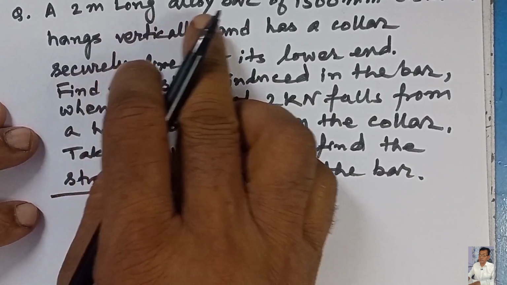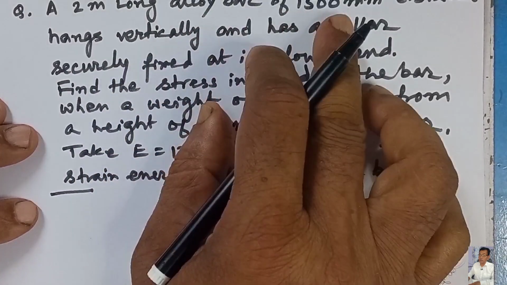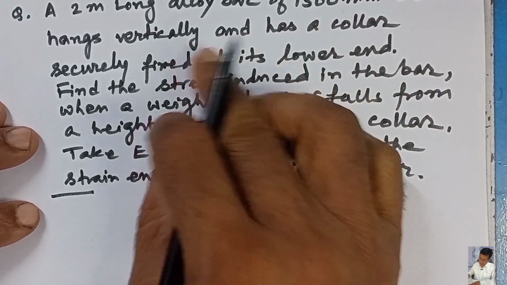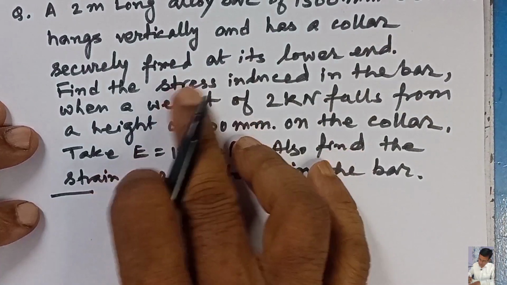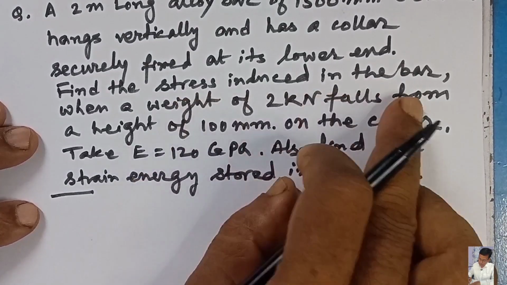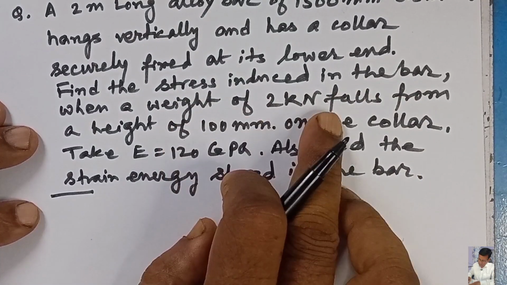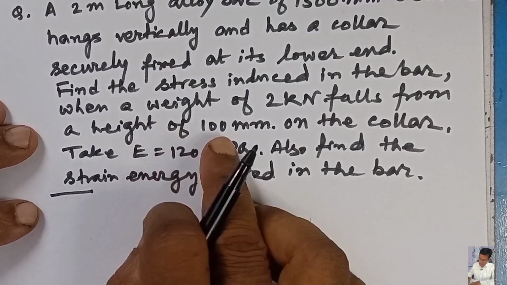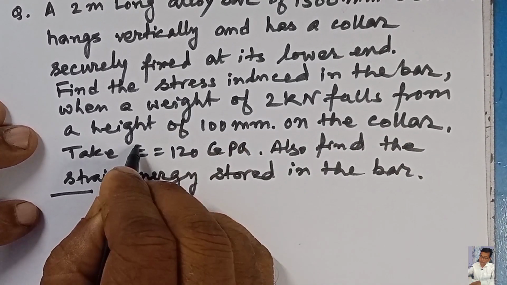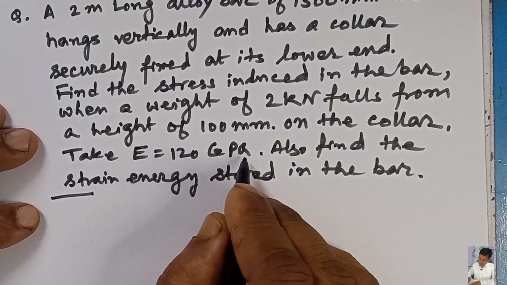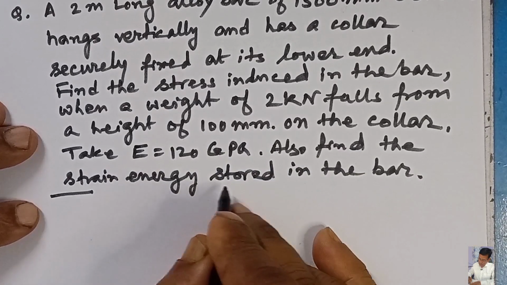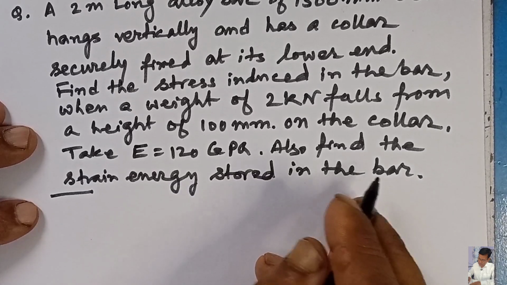A 2 meter long alloy bar of 1500 millimeter square cross sectional area hangs vertically and has a collar securely fixed at its lower end. Find the stress induced in the bar when a weight of 2 kN falls from a height of 100 mm on the collar. Take E is equal to 120 gigapascal. Also find the strain energy stored in the bar.